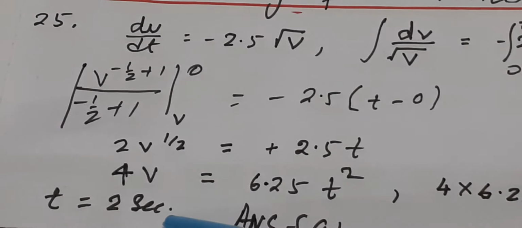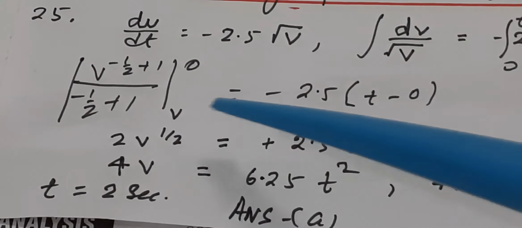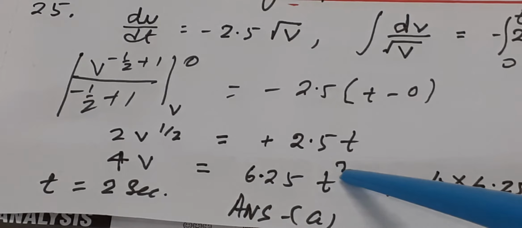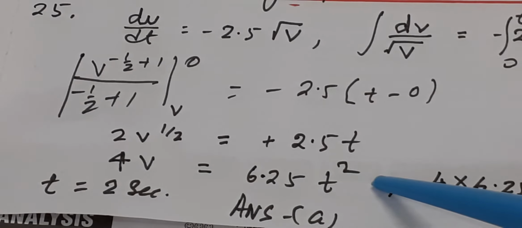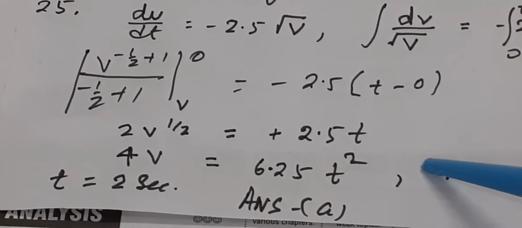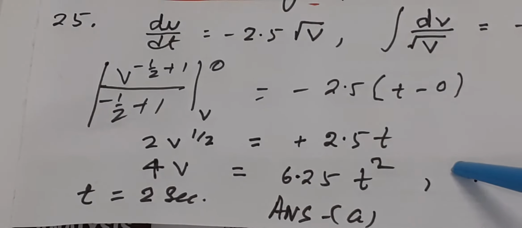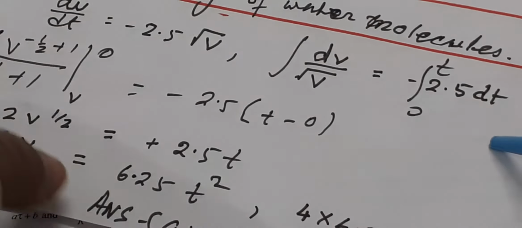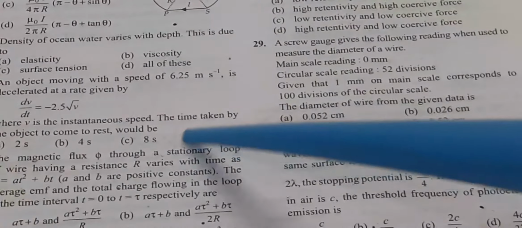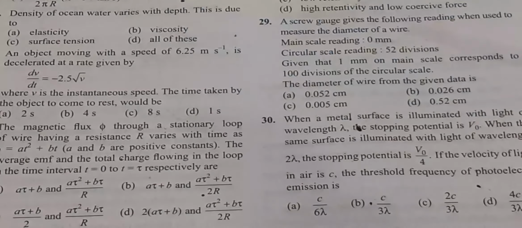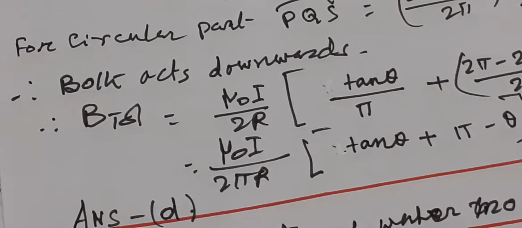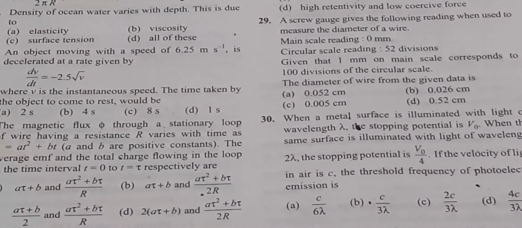That means it will give us 2 into v to the power half equal to plus 2.5 into t. Squaring we can get 4v equal to 6.25 t square. Substituting, we can solve for t by substituting v. V is 6.25 given in the question, you can see. In the question it is given 6.25 meter per second. So substitute this, and then 2 seconds is required to stop the motion to 0 level. That will be the answer for this.